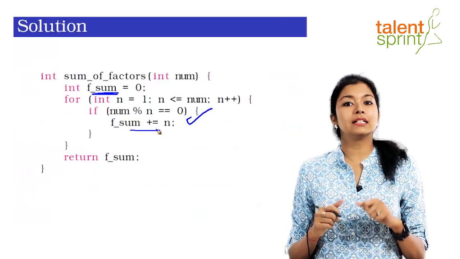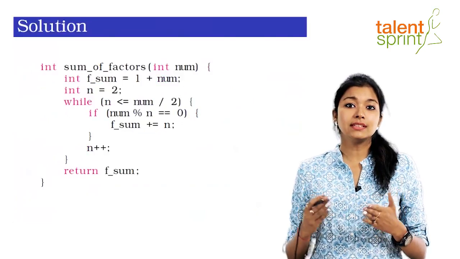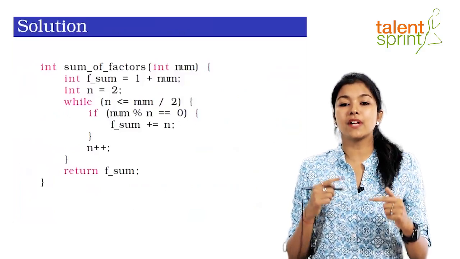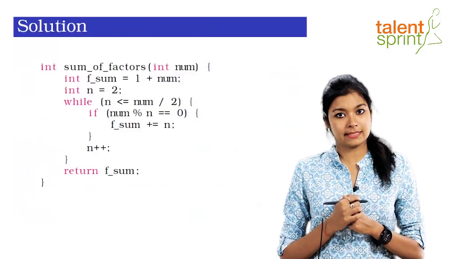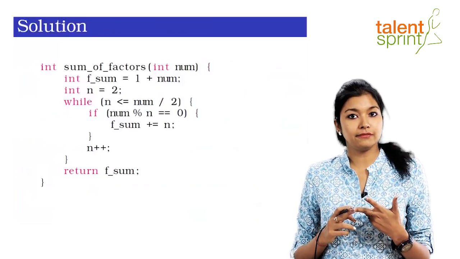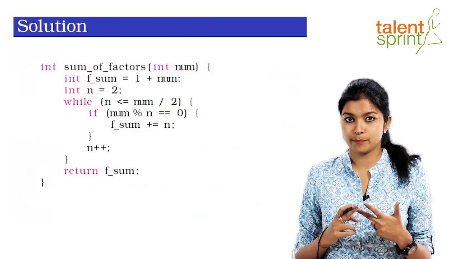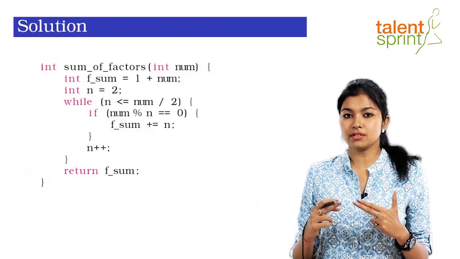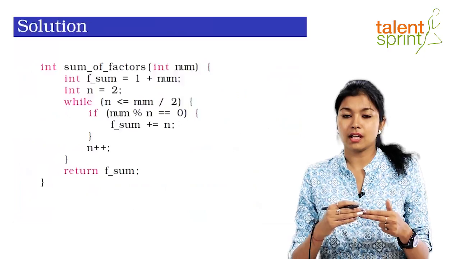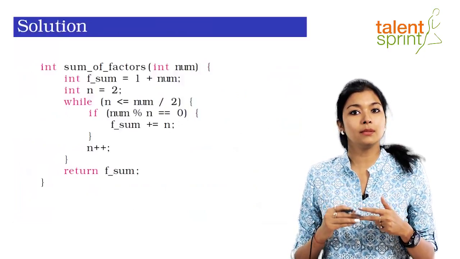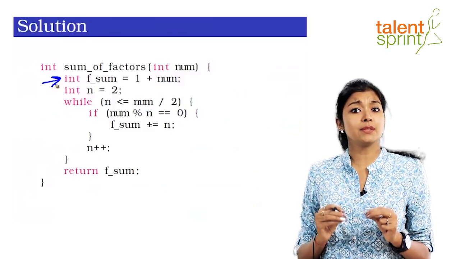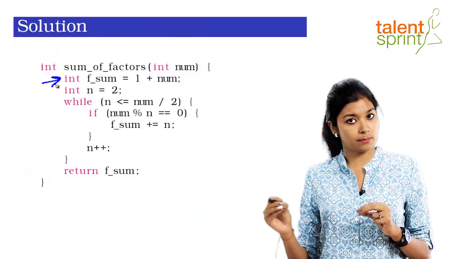Now let me show you another interesting way to do the same program. So in this slide, our function name and input parameter remain the same, but we have reduced our number of iterations in the loop. How? Let's see. First off, we already know that 1 and the number itself are the two factors of a number. So there is no need to do these two iterations in the for loop. So to execute the for loop without these two iterations, we have already added 1 and the number itself to the fsum, which is in this particular step. So now fsum is not 0, fsum is 1 plus the number itself.